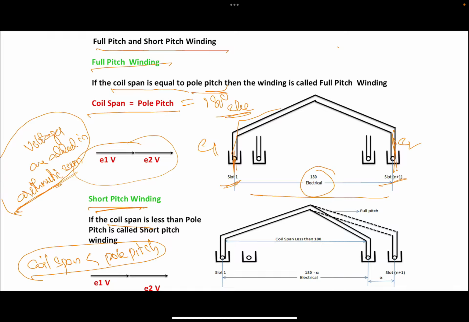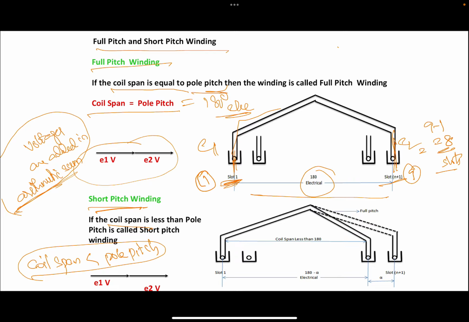Actually, in full pitched, suppose I am placing one end of the coil in the first slot. Now I am placing the other end of the coil in the 9th slot. What is the coil span here? 9 minus 1, that is equal to 8 slots. In terms of slots, it is 8 slots. So in order to get the full pitched winding, I have to keep the other end in the 9th slot. Now here, someone will ask, sir, why only 9? Why can't I reduce the count? Why can't I keep it in the 8th slot or 7th slot?